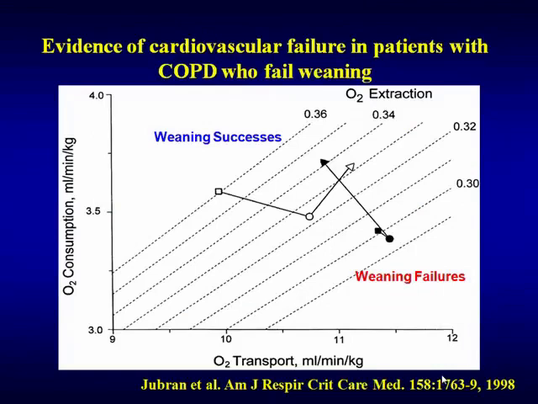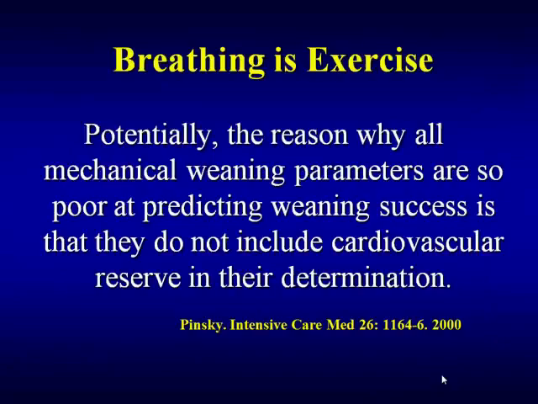And furthermore, what you could see in the failure patients was their oxygen extraction. They went from less than 25% to almost 40% oxygen extraction in the tissues, which is what you do in heart failure with exercise. Okay. Potentially, therefore, the reason why weaning parameters are so inadequate at predicting cardiovascular success and weaning success is because they do not identify cardiovascular reserve.